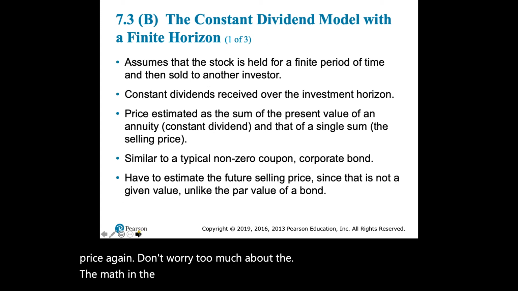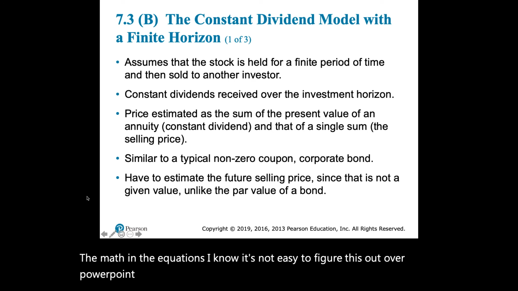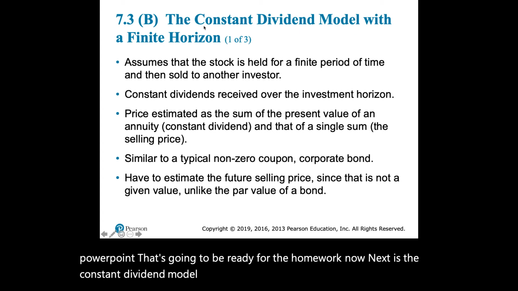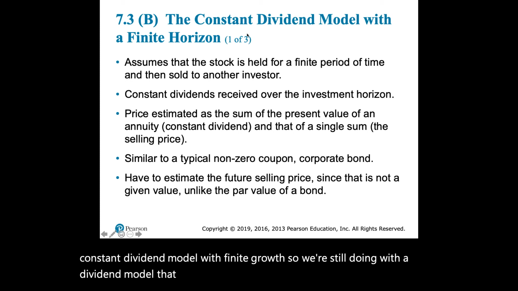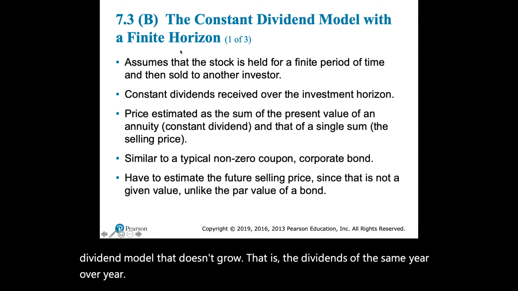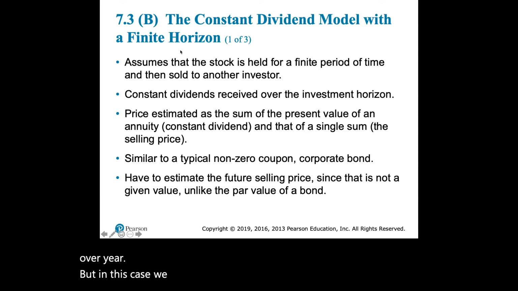Now, next is the constant dividend model with finite growth. Okay, so we're still dealing with a dividend model that doesn't grow. That is, the dividends are the same year over year. But in this case, we're going to hold it for a certain amount of time. We're not going to hold on to the stock forever. So there's a finite horizon.